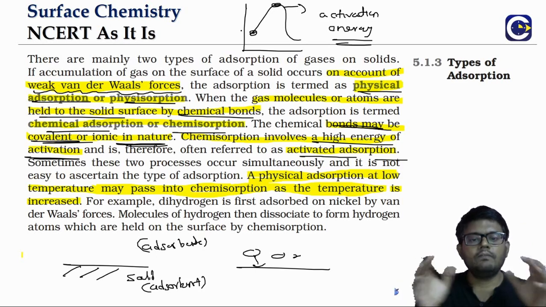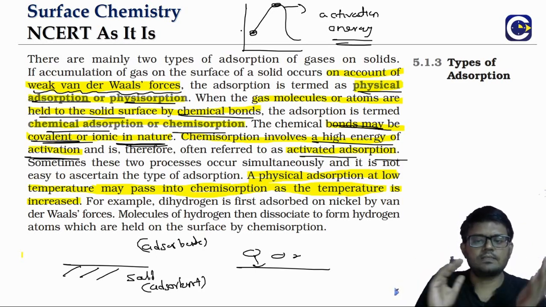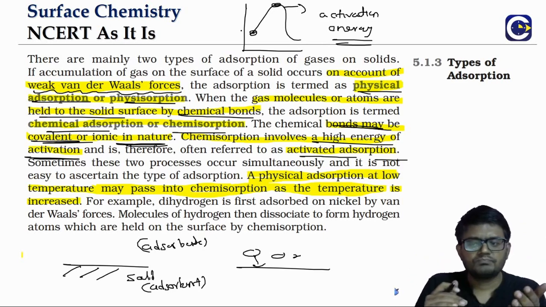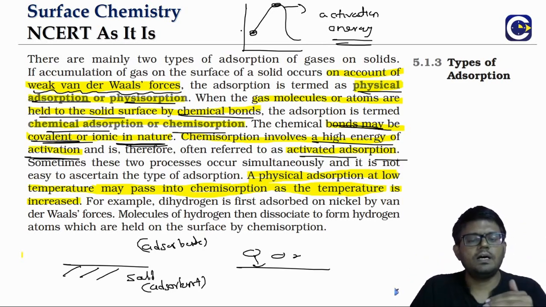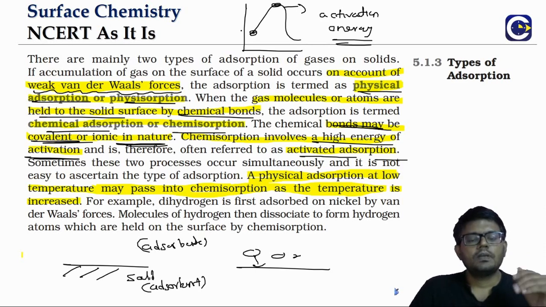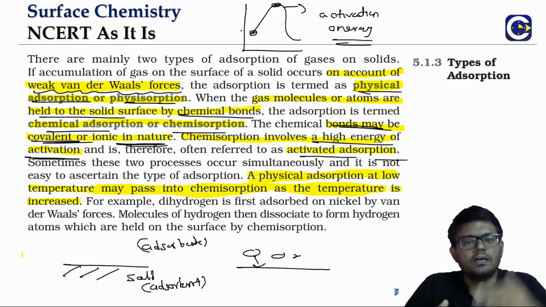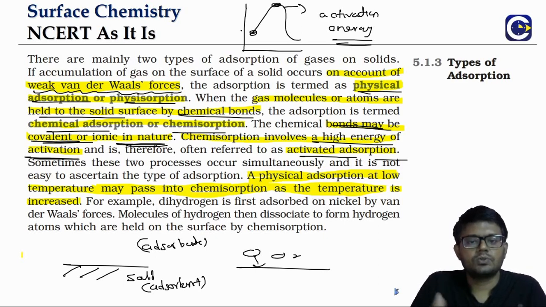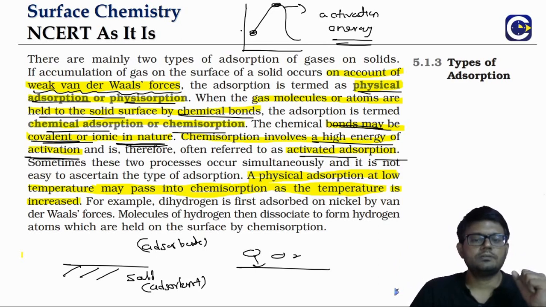What happens normally is that initially, at low temperature, we may have the physical adsorption starting. And later, it might convert itself into chemical adsorption. Why? Because initially, when the physical adsorption is happening, sufficient energy will be released so that the energy will be able to initiate the chemical adsorption.